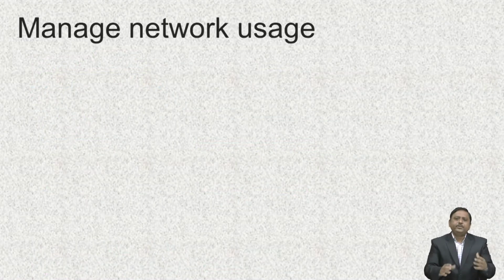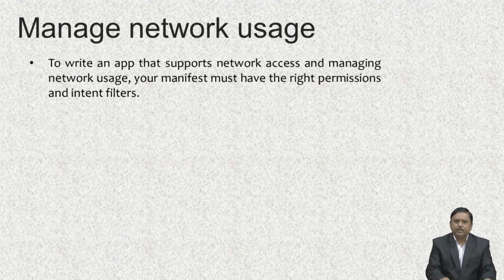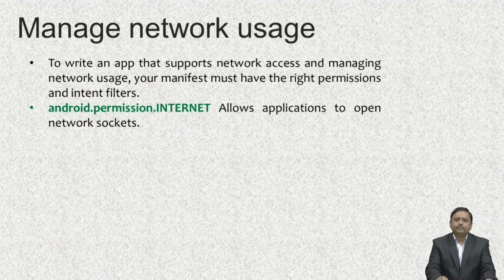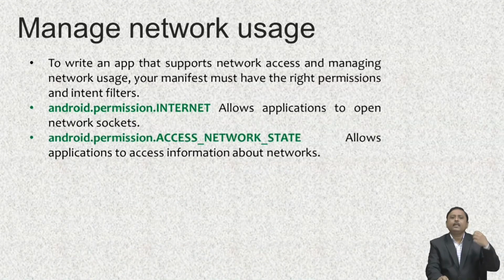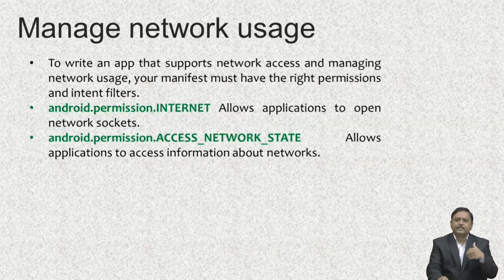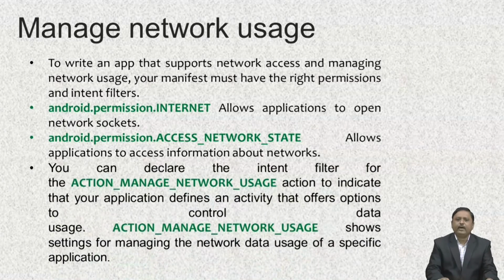Now, how to manage network usage? To write an app that supports network access and managing network usage, your manifest must have the right permissions and intent filter. So you should have these permissions: android.permission.INTERNET, which allows the application to open network sockets. Then you should have the second permission, that is ACCESS_NETWORK_STATE, which allows the application to access information about networks.